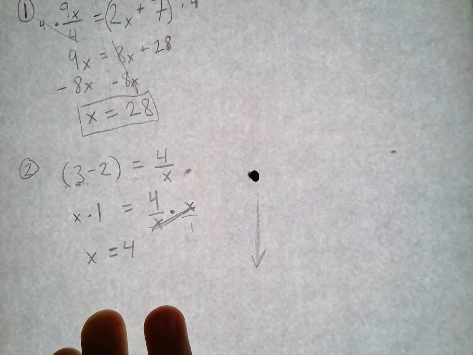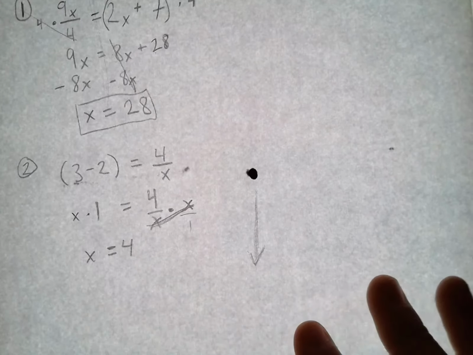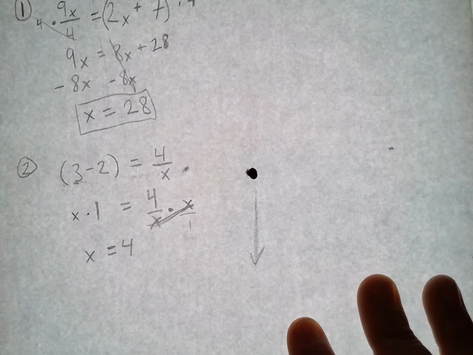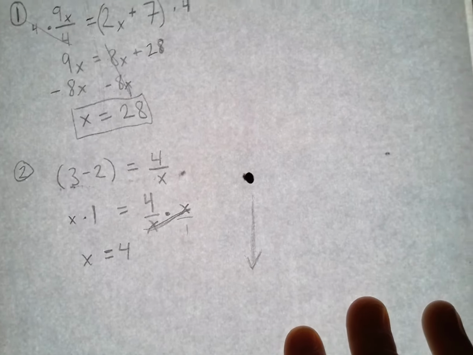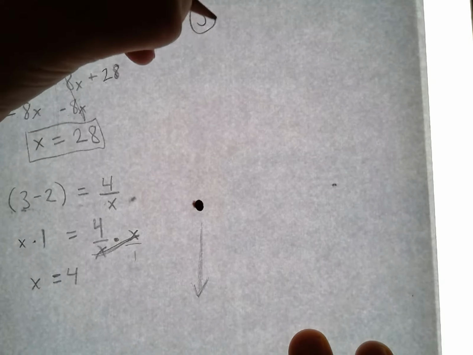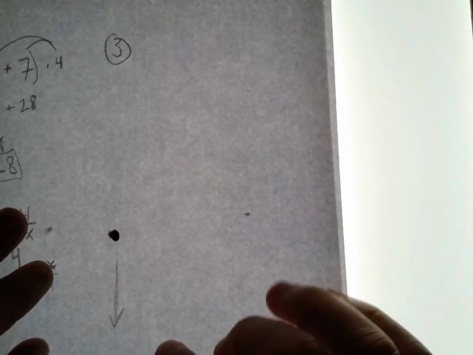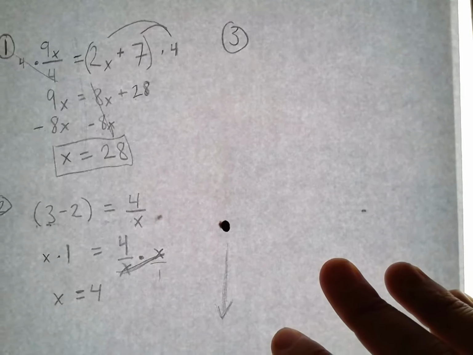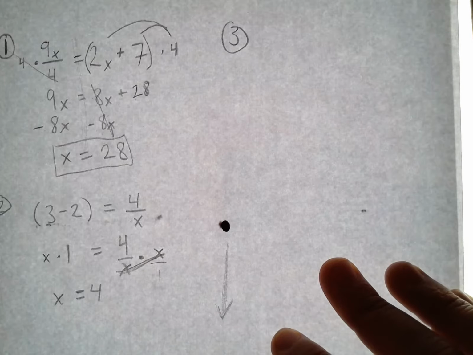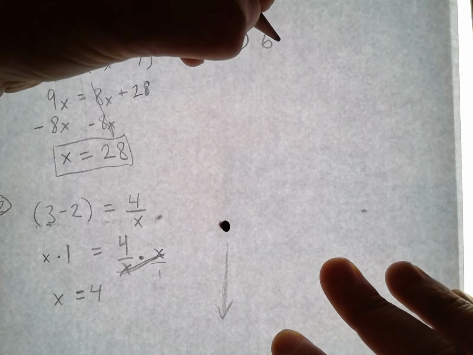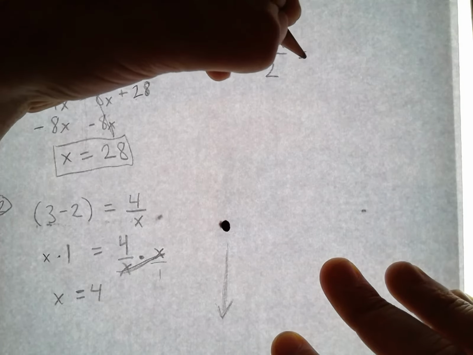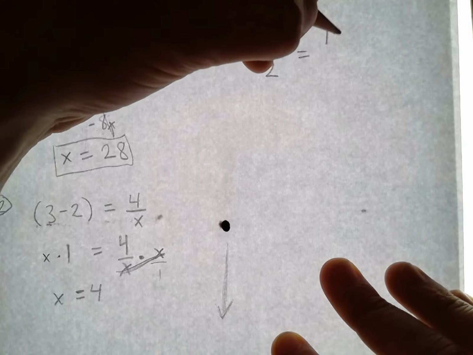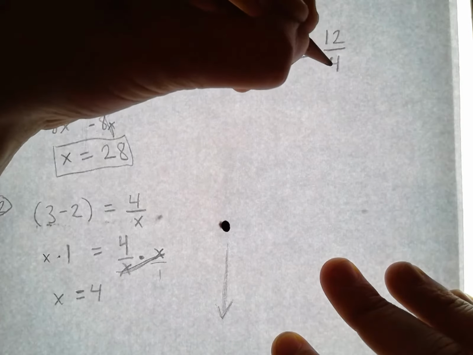Let's see one more example. How about this one over here? Final example for today. I'll leave that there if you want to keep copying, even though my hand's about to get in the way. I've got 6x divided by 2 equals 12 over 4.